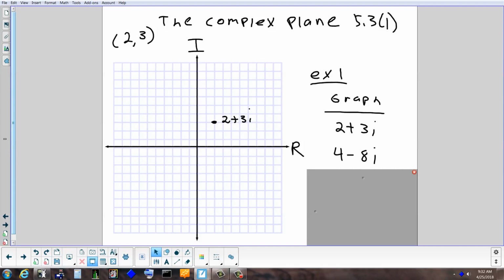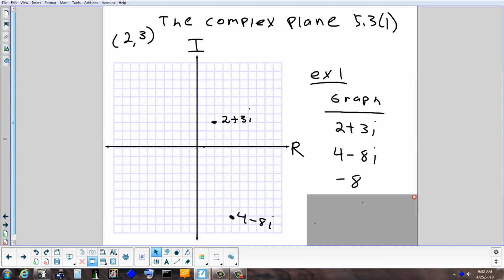Okay, let's try 4 minus 8i. How about Cassandra? Can you tell me, starting from the origin, how I would get to 4 minus 8i? 4 to the right. Yep. To the right, down 8. Down 8. I think it's right there. Double check, but that looks good. So that's 4 minus 8i.